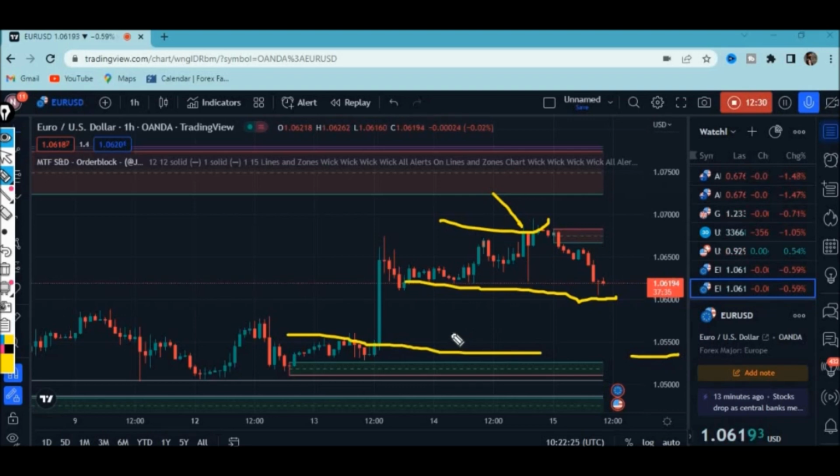Okay, anyway guys, I hope you've learned something from this video. Combining the supply and demand zone and order block zone is so easy and accurate. I want to tell you the truth, and remember, you must have confirmation like break of market structure, change of character for you to execute trades.